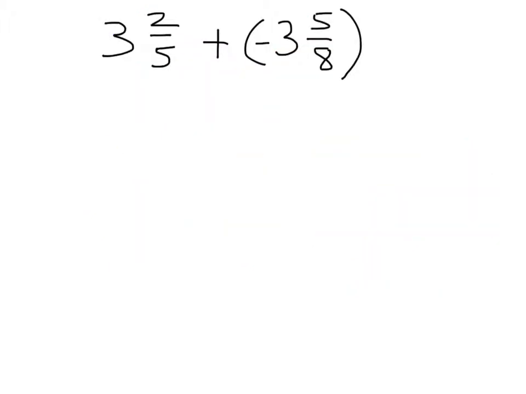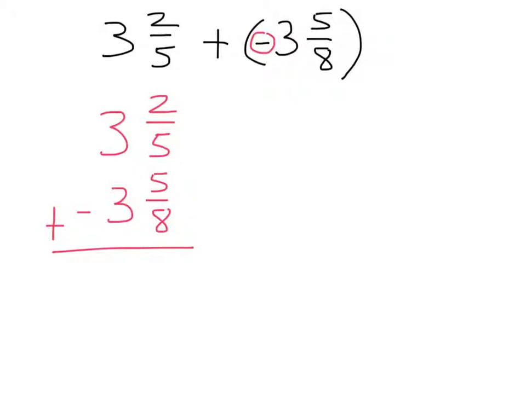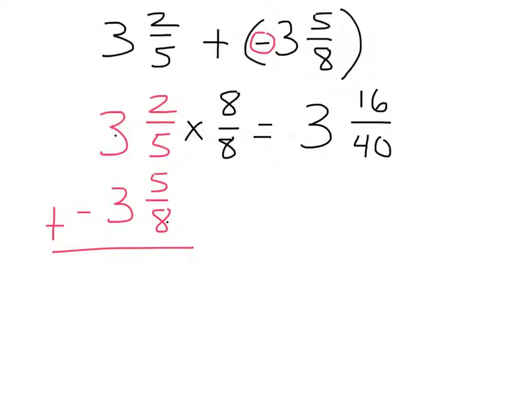Alright, this one has two mixed numbers, and notice it has a negative with it. So right here I'm going to stack these, so I have 3 2/5 plus negative 3 5/8. The first thing I'm going to do is find a common denominator. So right here, I'm going to take that 8 down there and multiply up here by 8 over 8. And I would end up with 3 still out front. 8 times 2 on top is 16. 5 times 8 on the bottom is 40.